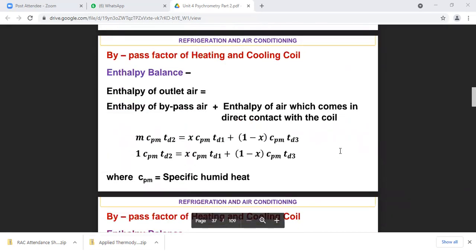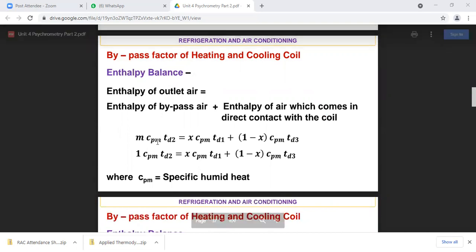Next, the second factor is the enthalpy balance. So the enthalpy of the outlet air is equal to the enthalpy of the bypass air plus the enthalpy of the air which comes in direct contact with the coil. So the enthalpy of the outlet air we take as m cp dt2, then the enthalpy of the bypass air is x into cpm into td1, where x is the bypass fraction we are taking into consideration, plus 1 minus x cpm into td3.